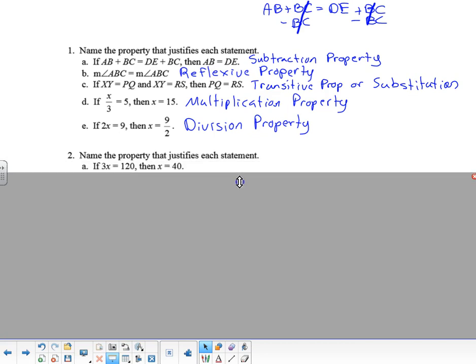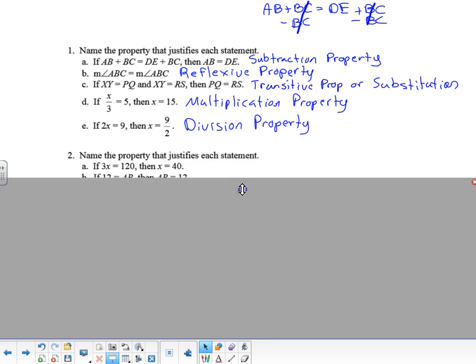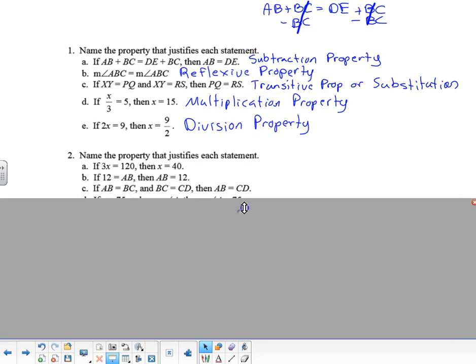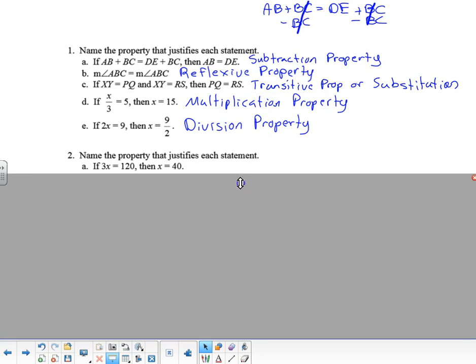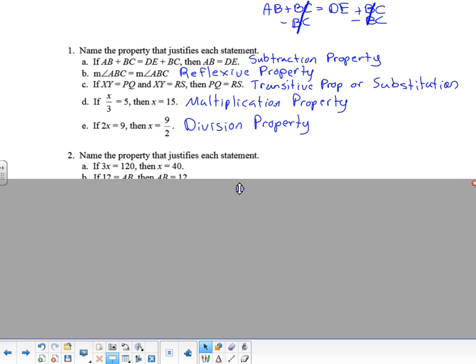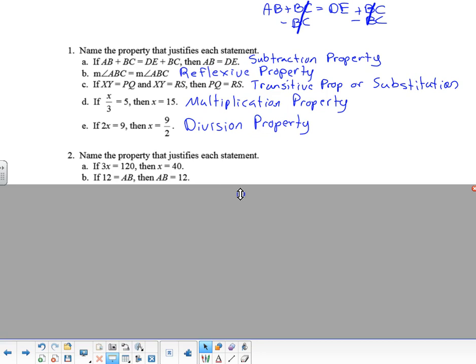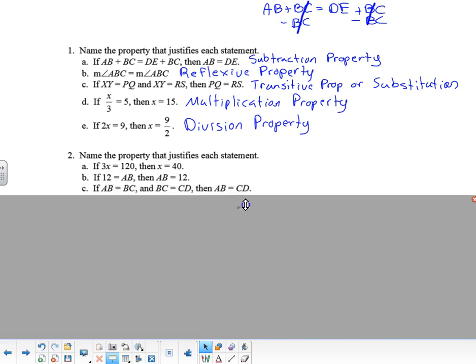All right, so let's go through these and just talk them out. I'm not going to write them out here, but we'll talk through them. If 3X equals 120, then X equals 40. And that is, say it out loud, that's right, the division property. Okay, if 12 equals AB, then AB equals 12. That one's not as familiar. You might have to go back and look at your notes, and when you switch sides of the equal sign, that's called the symmetric property.